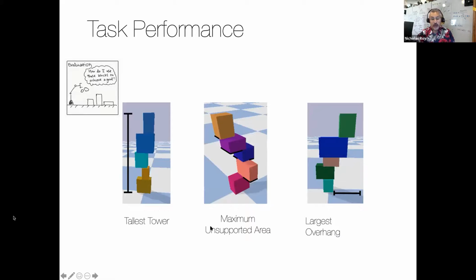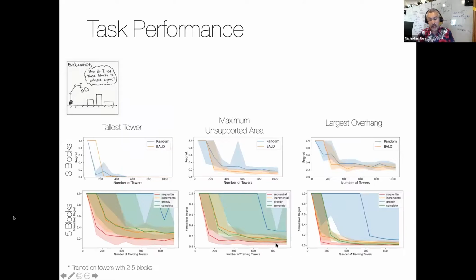And so we can also evaluate our interaction with the world in terms of just building structures. What does that allow us to do in terms of future tasks? Can we not just build the tallest tower, but can we build a tower with the maximum supported area? Can we build a tower with the largest overhang? And we see, again, very satisfying results. On random versus the BALD objective, the intentional curiosity, building the tallest tower, interacting with 3 blocks, doesn't make a whole lot of difference. We do a little bit better in terms of the largest overhang. But again, when we want to carry out much more complicated tasks, building 5-block towers that are tall or have maximum supported area, we're able, very quickly, to do well.